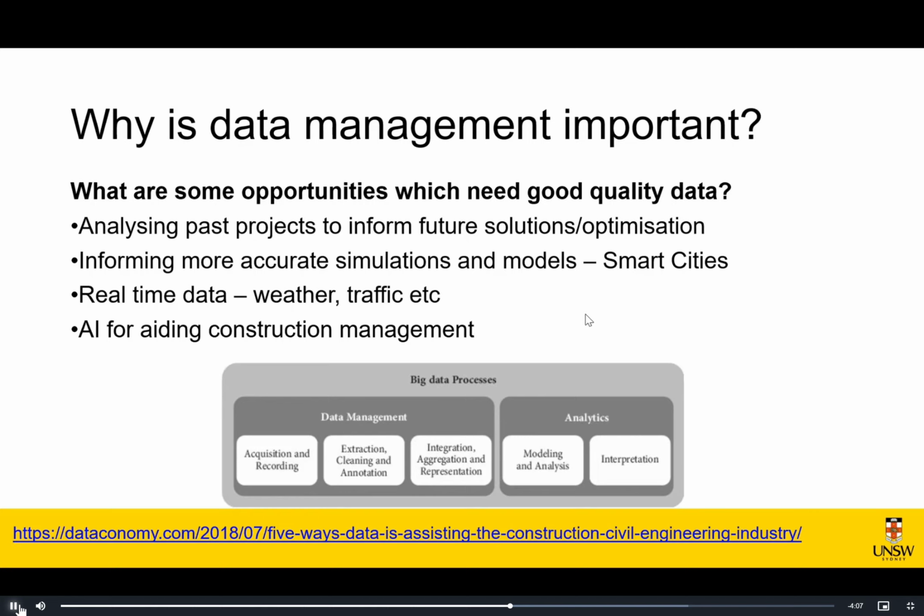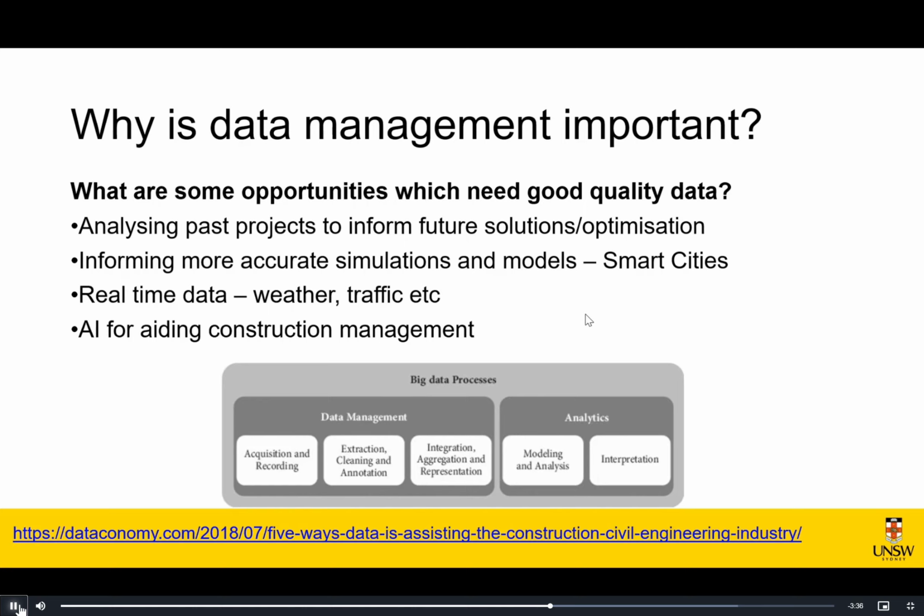We also need good quality data for real-time data. So if we want to get an accurate representation of what's happening in real time in a certain area, such as for weather predictions or even traffic models, such as when you open Google Maps and you can see where the traffic is heavy, you need to make sure that the data which these programs are using is actually representative.